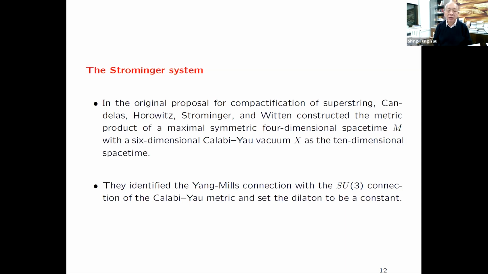They look at the metric product of a maximally symmetric 4-dimensional spacetime, which could be Minkowski spacetime. And they take the product with a 6-dimensional Calabi-Yau manifold. And this together forms a 10-dimensional spacetime. They identify the Yang-Mills connection with the SU(3) connection of the Calabi-Yau metric and set the dilaton to be a constant. And the whole thing becomes the standard Calabi-Yau geometry.